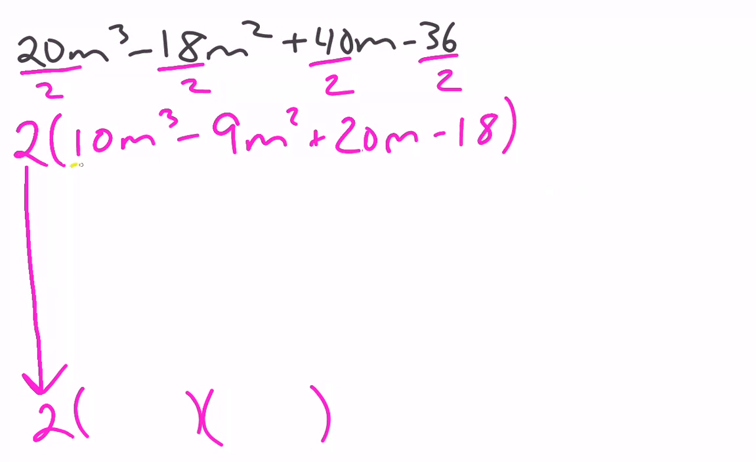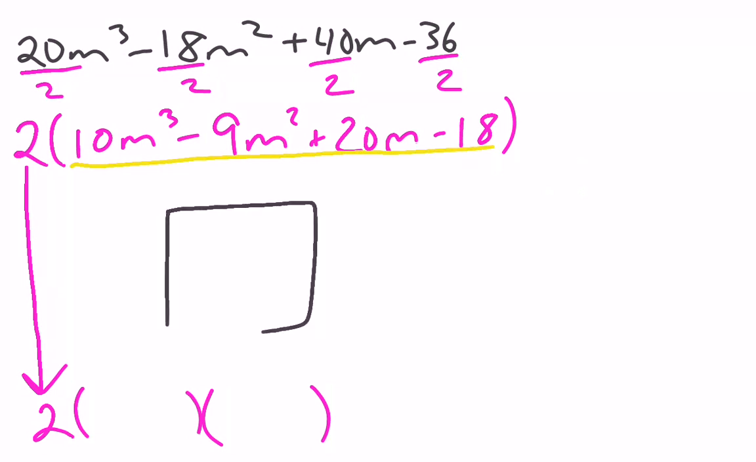So now I'm going to focus just on the inside. On the inside, it's 4 terms, and we've already taken out our GCF. So I'm going to put those 4 terms in the box. 10m cubed, negative 9m squared. I forgot to say my first term, first box, last term, last box, but you get the gist.